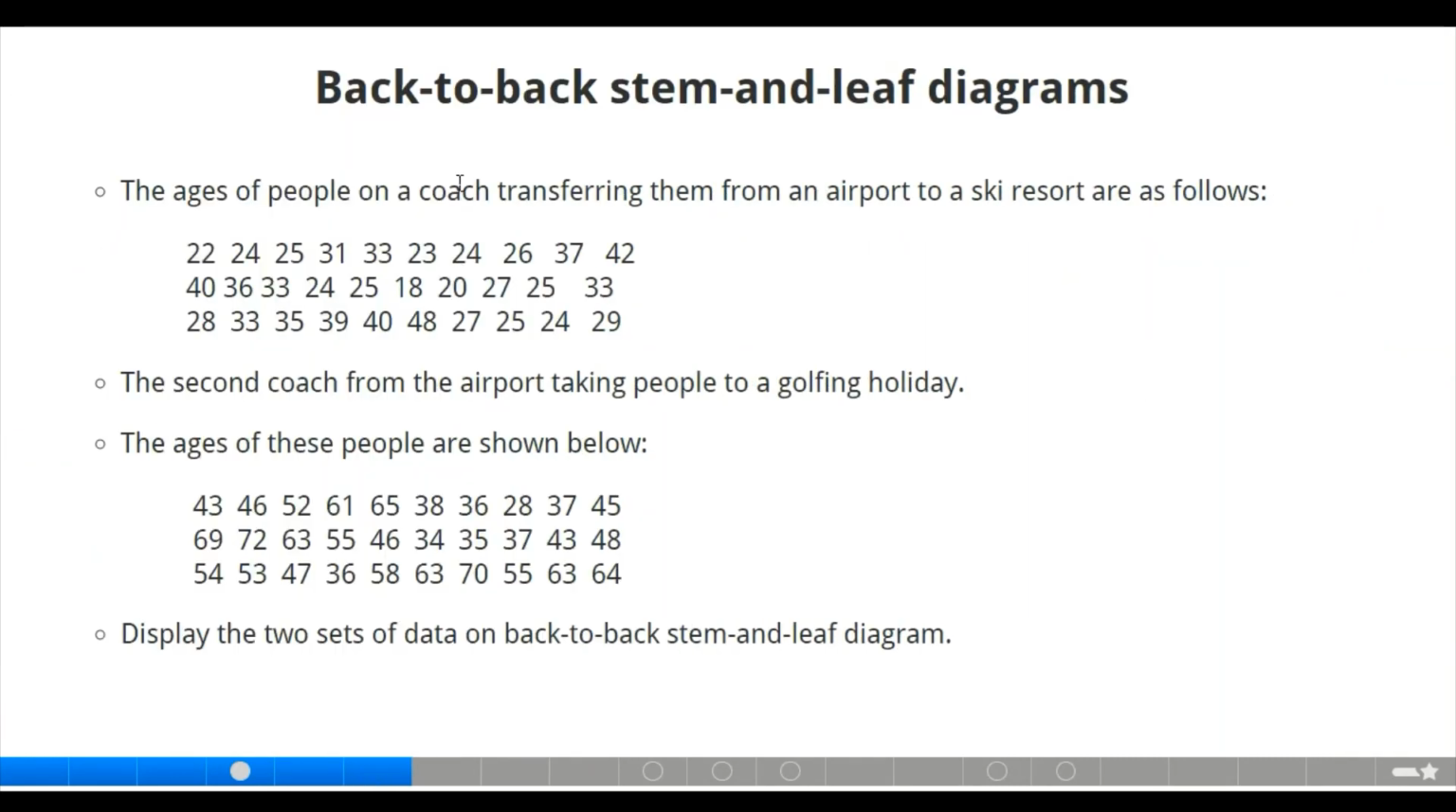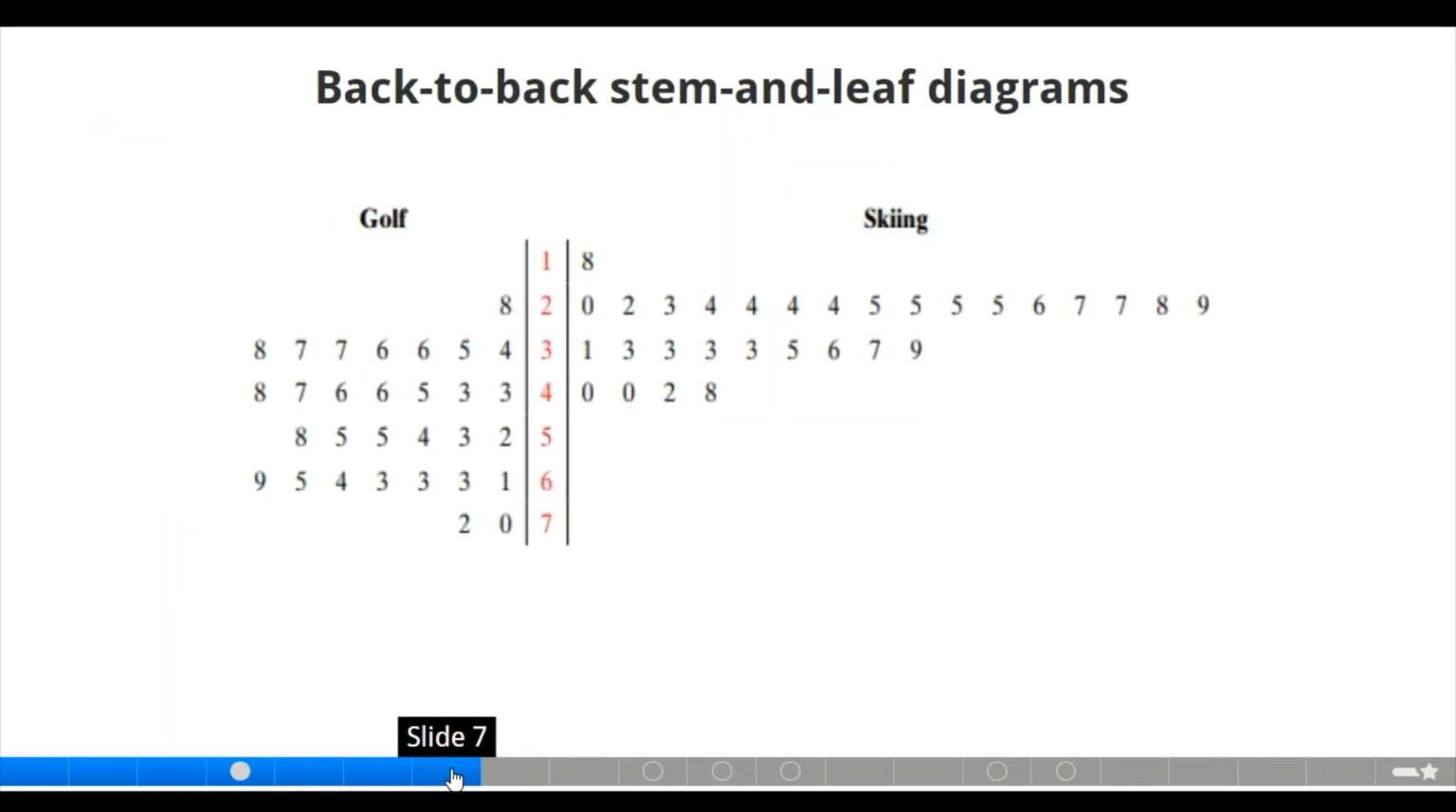Okay, so we have the back-to-back stem and leaf diagram. In the previous one we were just bringing in one discrete set of information. But with a back-to-back stem and leaf diagram, you can bring in two different sets of information. The first one tells us the ages of people that the coach transferred from the airport to the ski resort, and the other one is the people the coach transferred from the airport to a golfing holiday. We are going to draw this information using a back-to-back stem and leaf diagram. It's the same as a stem and leaf diagram, but this time we have two different sets of information.